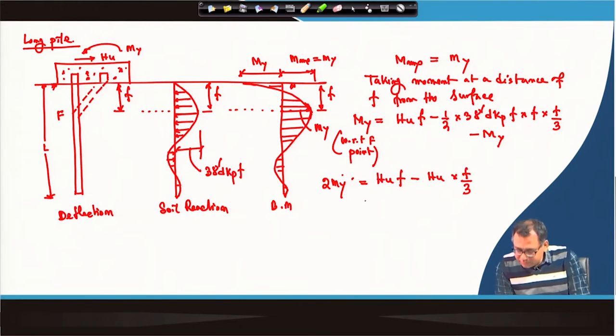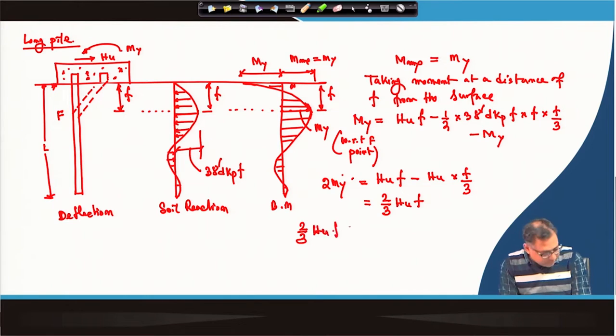Okay. So, this will be 2/3 H u F. So, I can write that 2/3 H u F will be equal to 2 M y, or I can write H u will be equal to 3 M y divided by F, and where M y is again known.